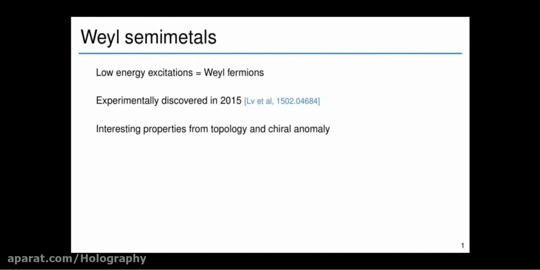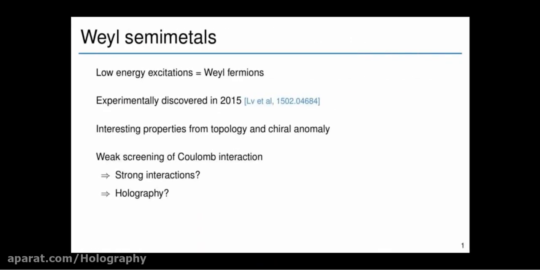And it turns out that Weyl semimetals inherit various interesting properties from topology and also because they have a chiral anomaly. We'll see some of these during the talk. Some of the interesting transport properties that arise lead to hopes that they might be useful, for example, for building novel electronics.